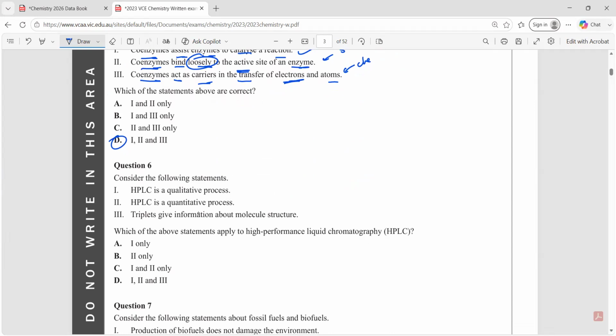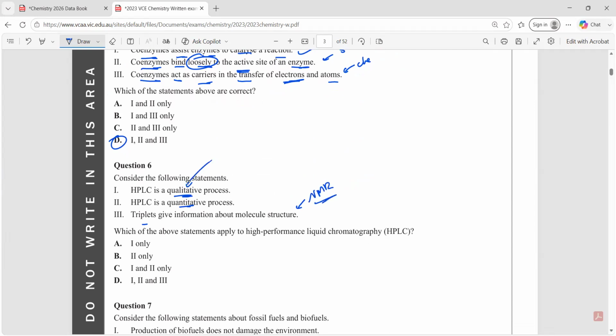Consider the following statements: HPLC is a qualitative process. HPLC is a quantitative process. Triplets give information about molecule structure. Which one of the following statements apply to HPLC? Well, triplets give information about molecule structure, that is talking about NMR. That's talking about splitting patterns.